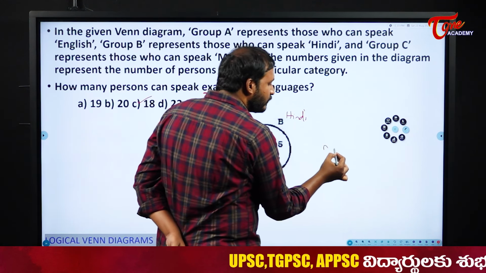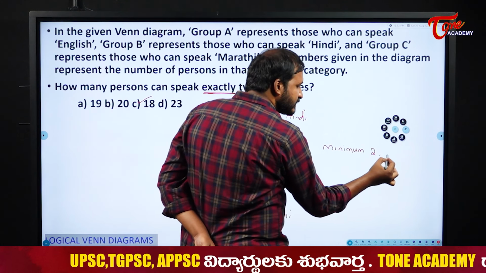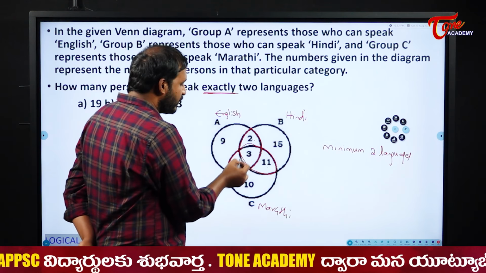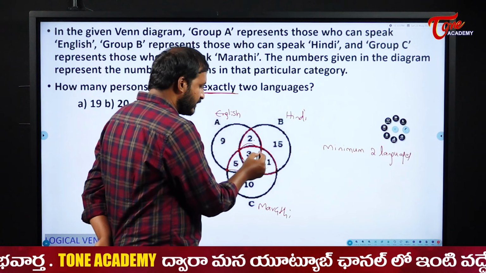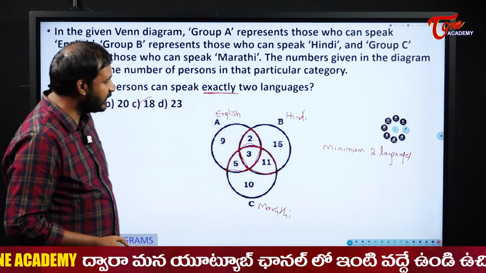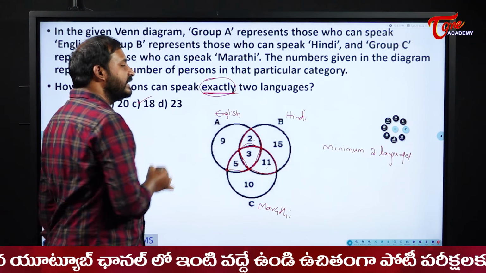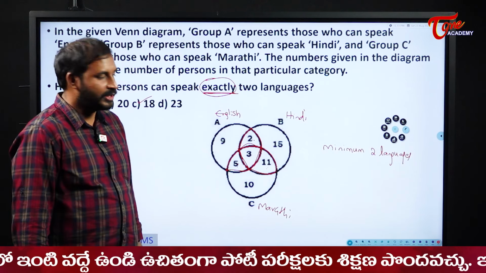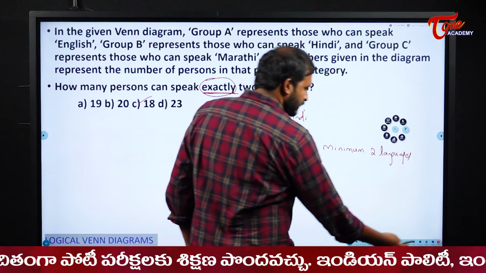If the question were minimum 2 languages, then my answer would be 2 plus 5 plus 11, which is 18, and along with that I would have added this 3 also. But here it is not necessary to add this 3. Why? Because they clearly mentioned exactly 2. Exactly 2 means exactly 2 only. So our answer here becomes 18. Next, see the next one.